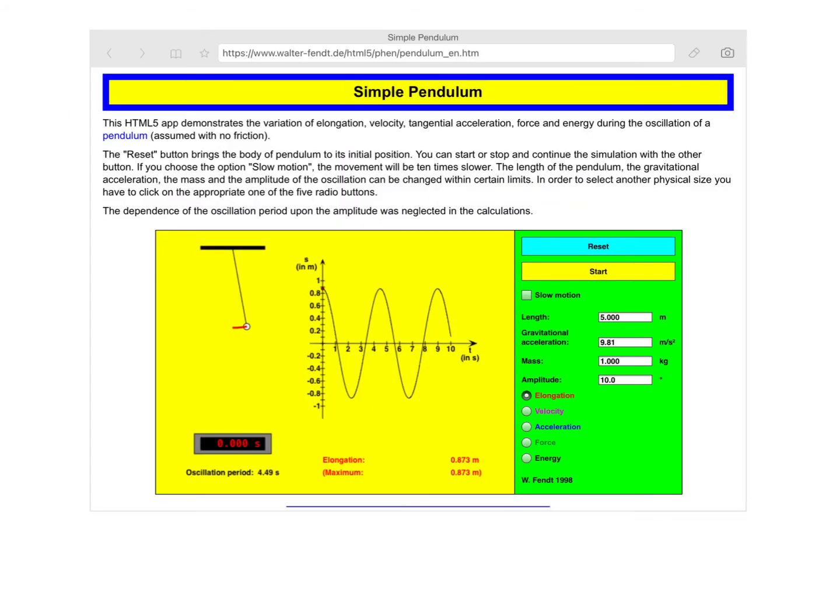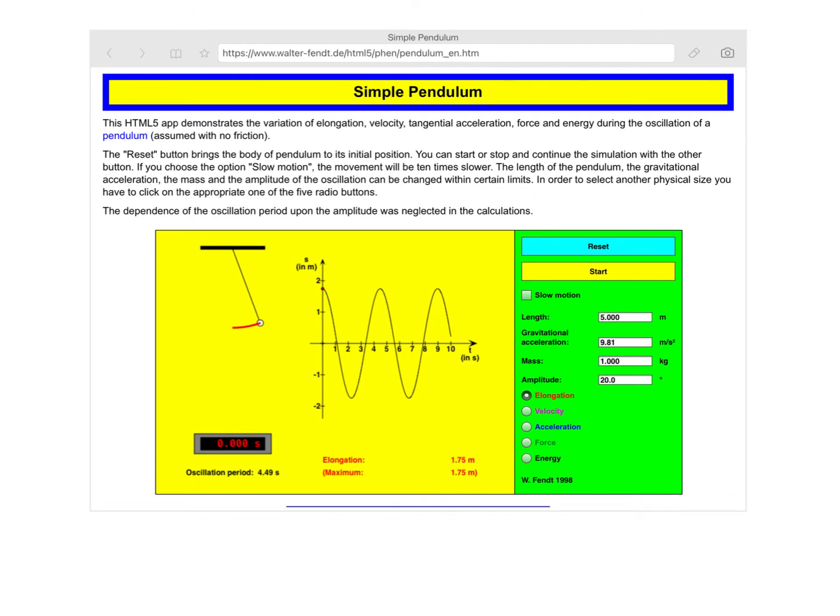So here I have a simulation. I'm going to start. And notice this pendulum is swinging back and forth. And as it's swinging back and forth, the motion is being graphed by this little dot that you see moving that represents the position of the pendulum. And then we have time on this horizontal axis.